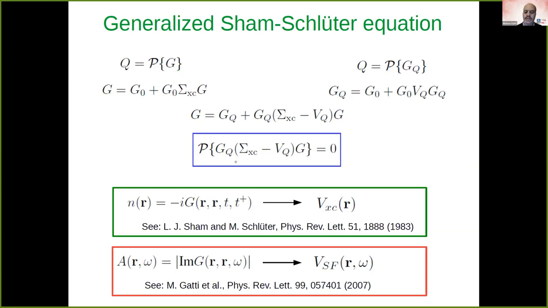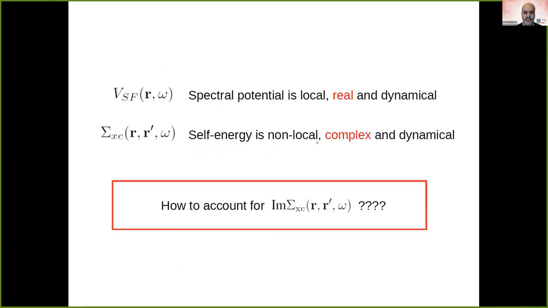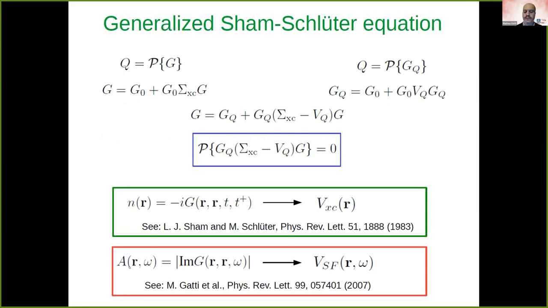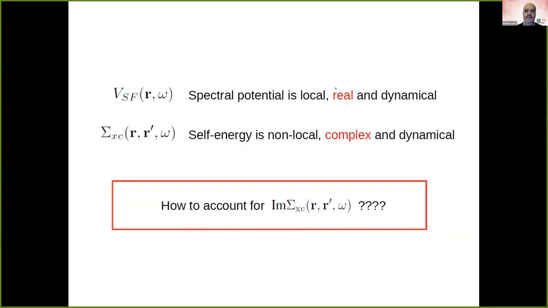This is how we have introduced this spectral potential. In principle, this is exact if a solution to this equation can be found. Now, the important point I would like to make here is the fact that this spectral potential, which is supposed to give us exactly this quantity, the spectral function, is local, real, and dynamical.